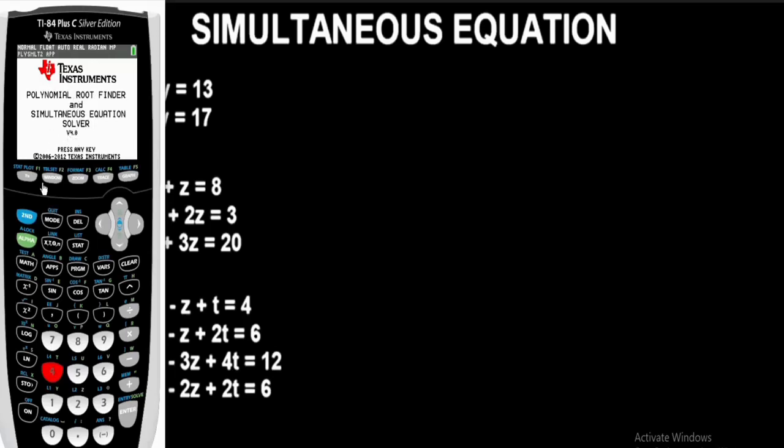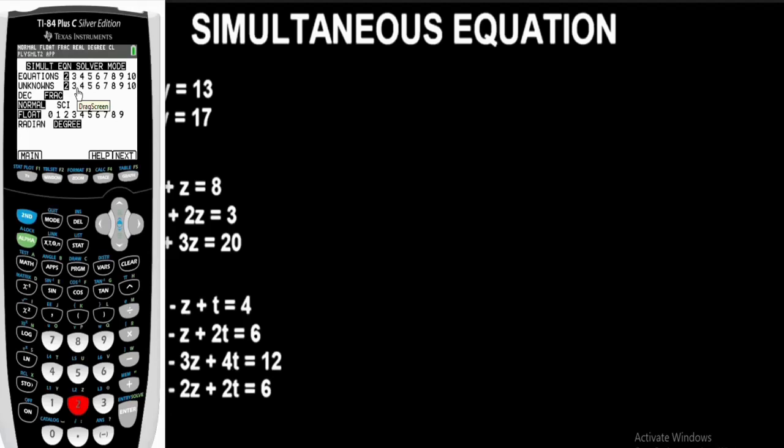Just press any button, but I'm choosing to press this clear button. Right now you see options. You see polynomial root finder. This is for quadratic equations. You see simultaneous equation solver. This is the one we're going to make use of. So we are going to press option 2. Once you press it, it will bring you to this very page.